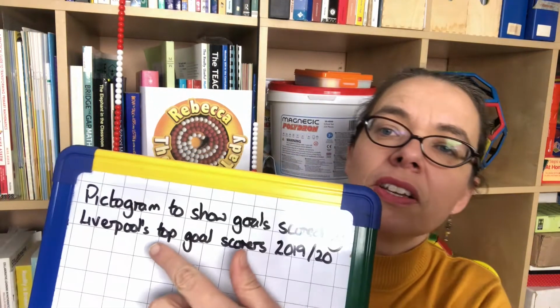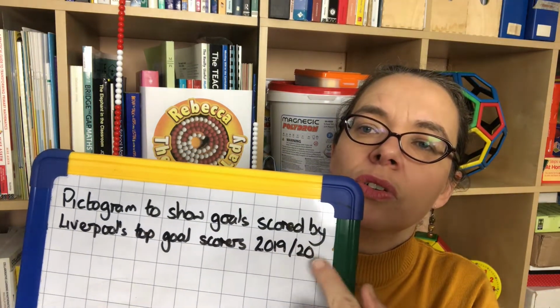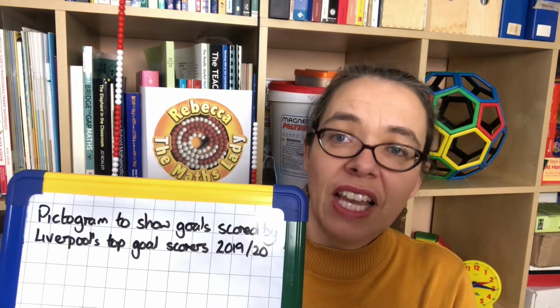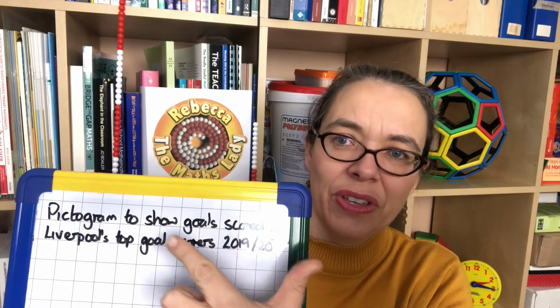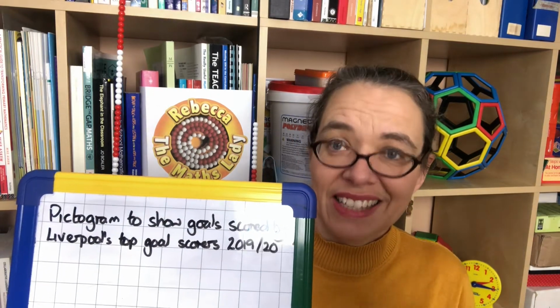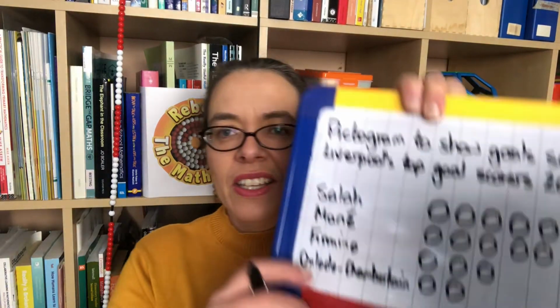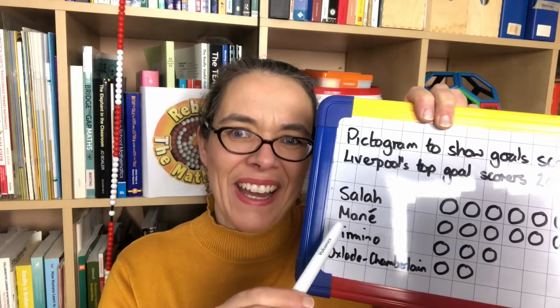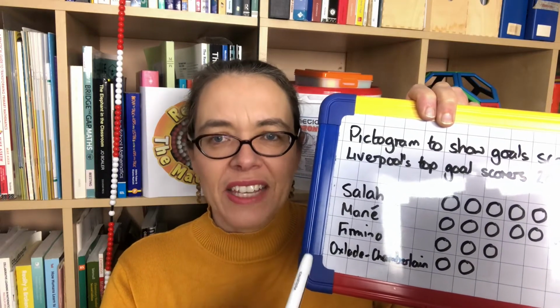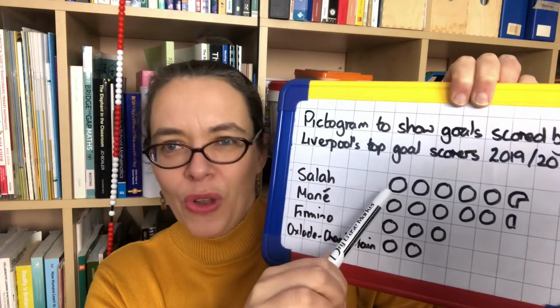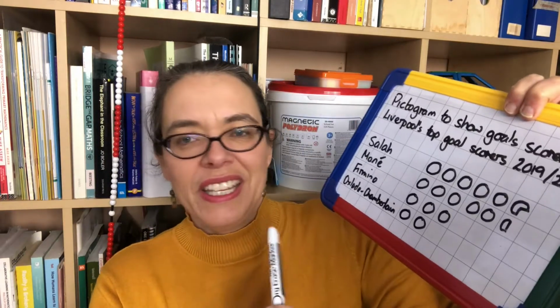Here I've got a pictogram to show goals scored by Liverpool's top goal scorers 2019 to 20. The title should say what kind of graph you're using and it should precisely lay out what information is in it. Next we need the names of the top goal scorers. We've got Mo Salah, Sadio Mane, Roberto Firmino and Alex Oxlade-Chamberlain. And the scale I've used here is 1 football for 4 goals. And of course we need a key for that.